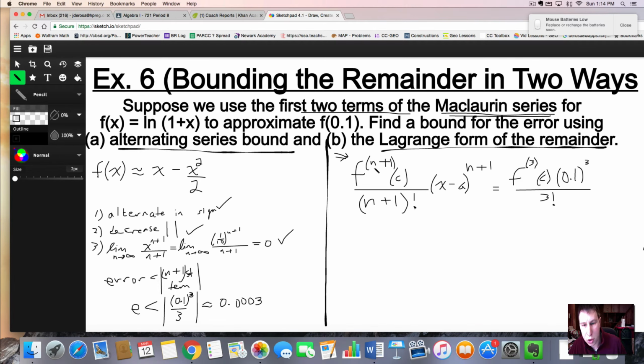Therefore, we use 2 as our n. The next term, n plus 1, would be 2 plus 1, which would be 3. So that's why we have a third derivative. We have it to the third power, and we have 3 factorial. Now this third derivative, there's no easy way of getting around this.